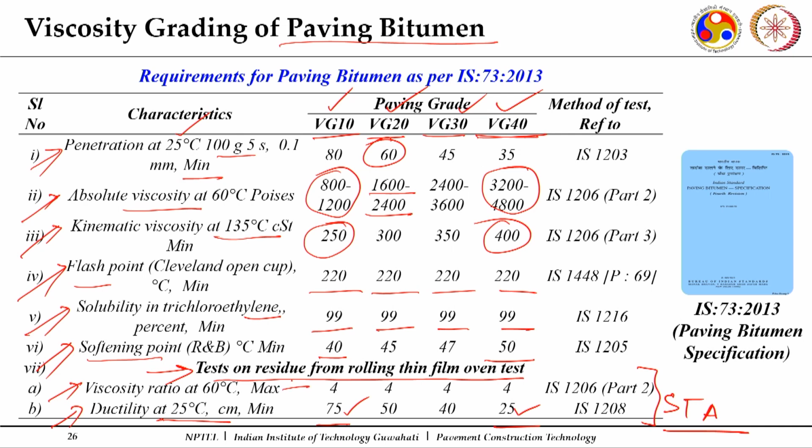And viscosity ratio, because again the binder should not be highly susceptible to aging. So, this is the viscosity of aged binder with respect to the unaged binder. We are going to measure the absolute viscosity at 60 degrees centigrade of unaged and aged, and this ratio should not be more than 4. So, this is what is ensured through this IS 73 2013 paving bitumen specification. So, it is important to understand what are the individual characteristics which are required for the binders to be put for different applications.